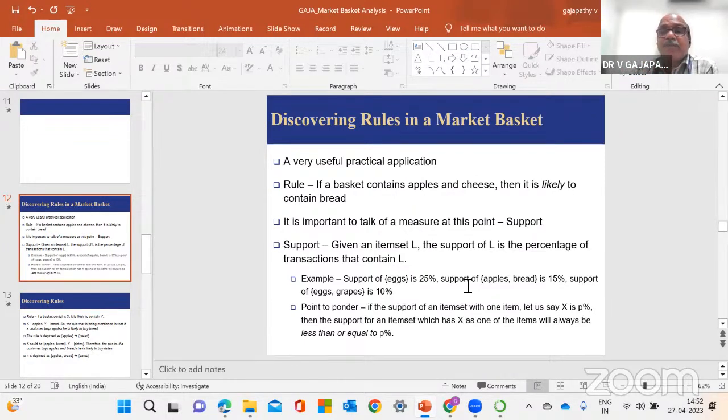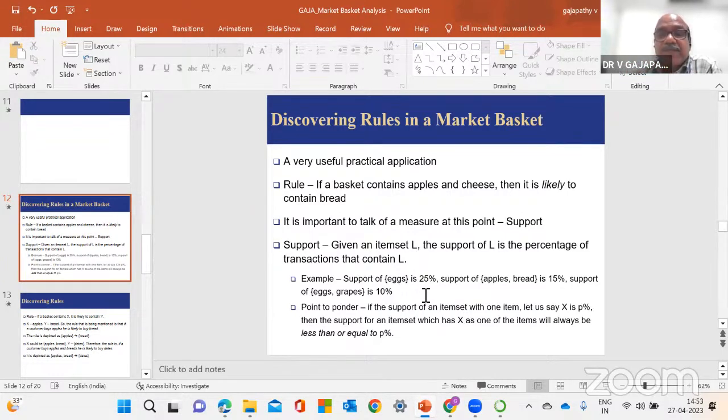It is important to talk about a measure at this point. Support. Already we have discussed support given an item set L. See here some technical words are used. You just check if there is any question, please ask me. The support of L is the percentage of transactions that contain L. Items in L are notated here.